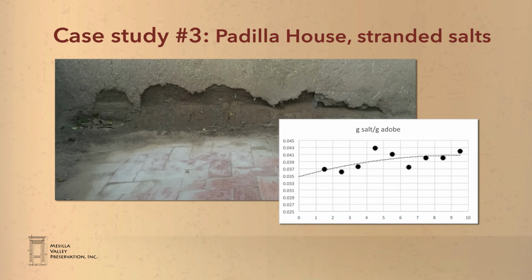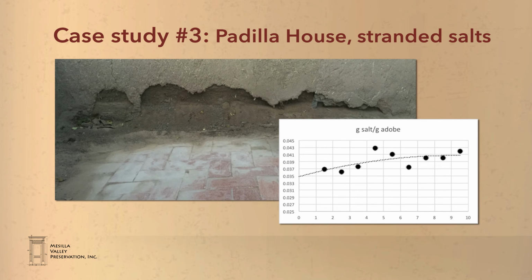For our third and final case study, we'll look at a sample drawn at the Padilla House in Mesilla, New Mexico. This is the gradient of the actual core sample shown being drawn elsewhere in this video series. Here we see a very different gradient that is essentially flat, but with extremely high salt concentrations throughout. While initially puzzling, this gradient makes sense when the history of this particular wall is taken into account.